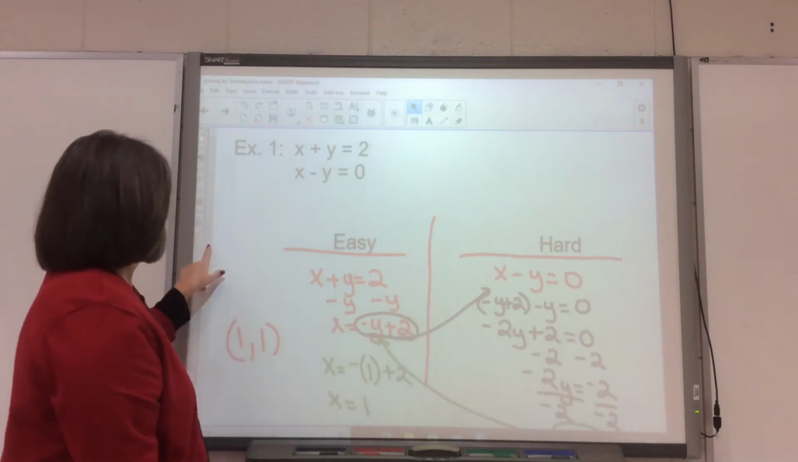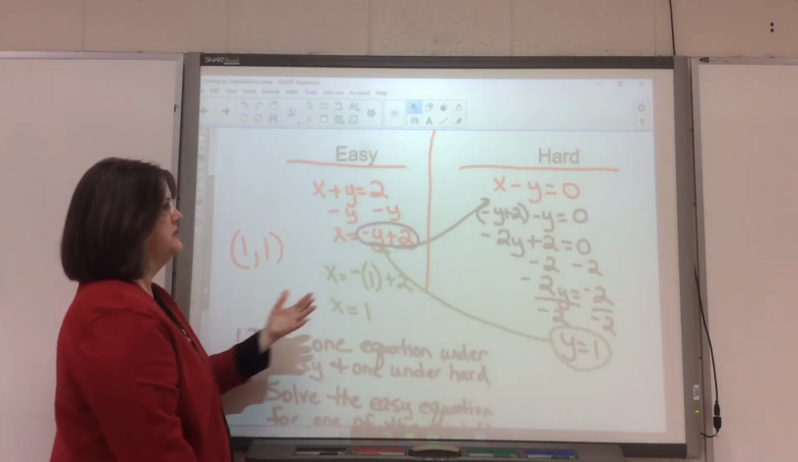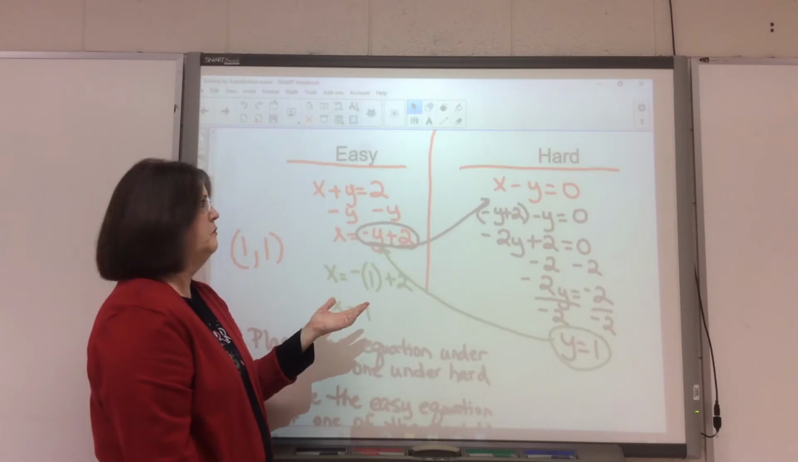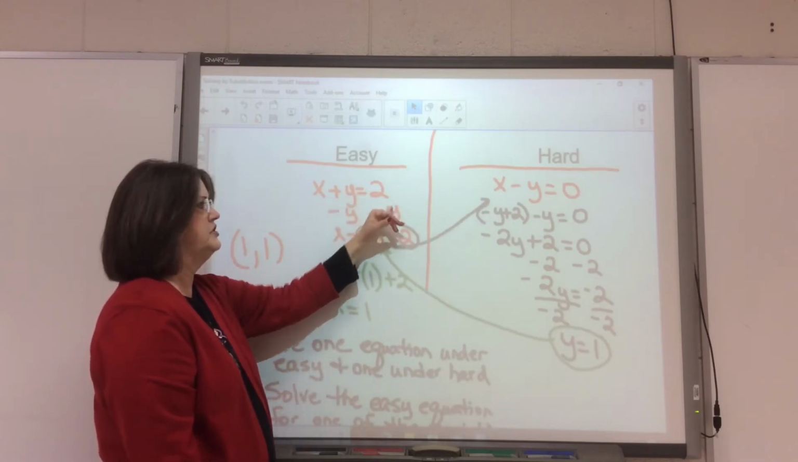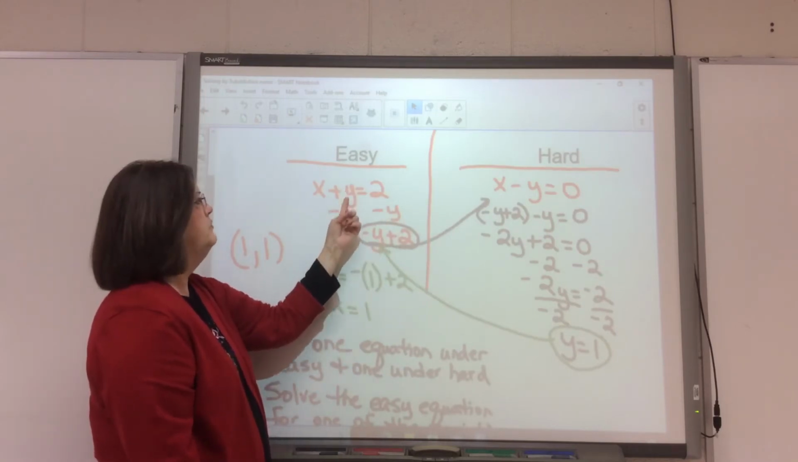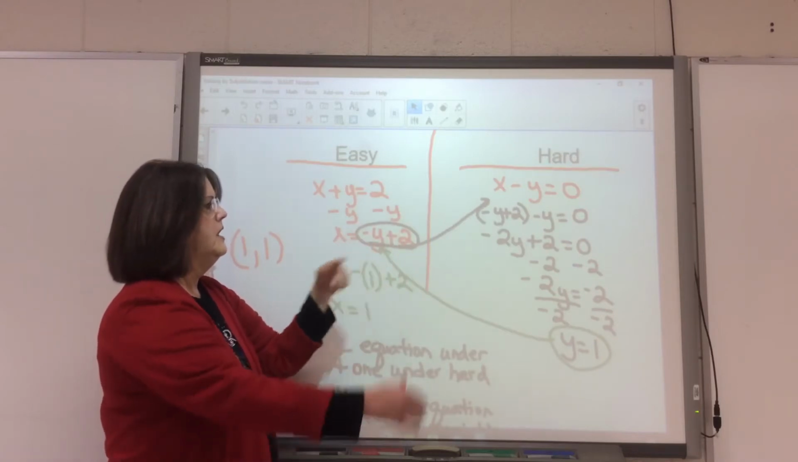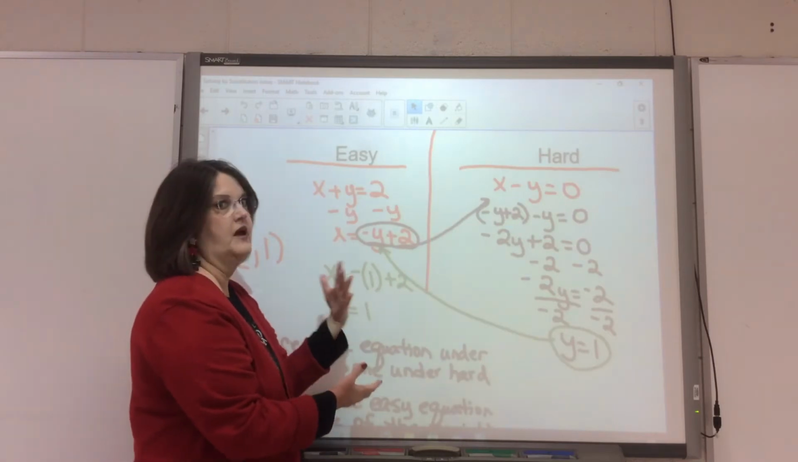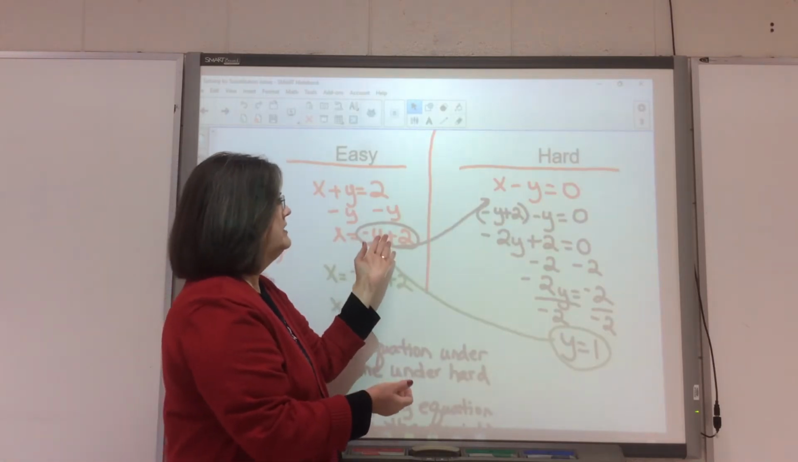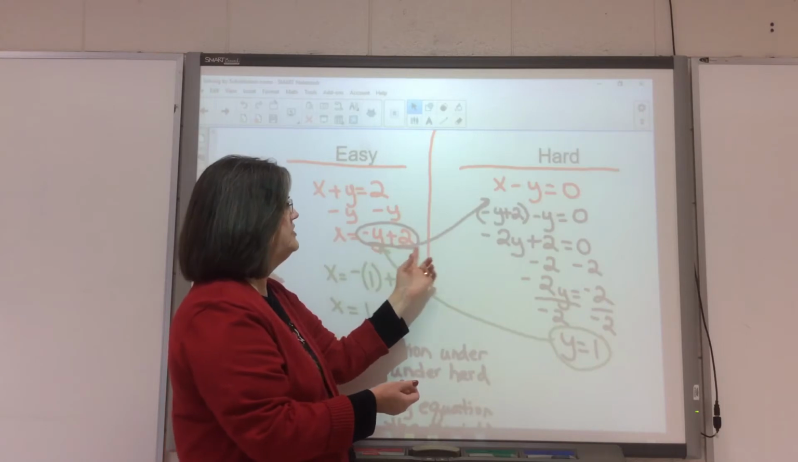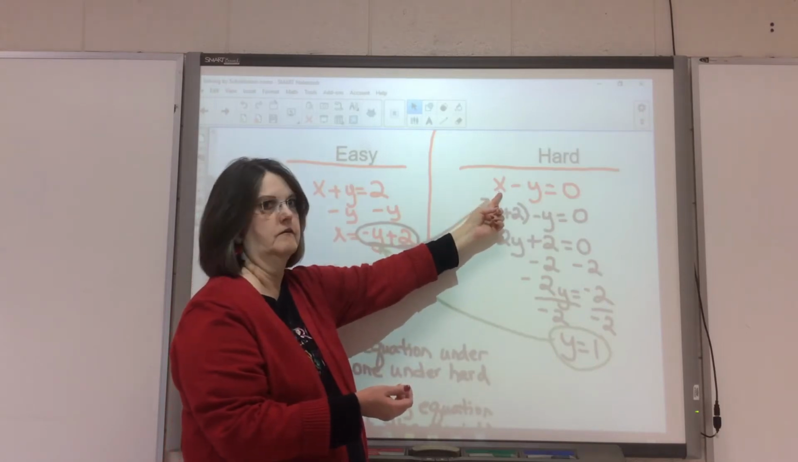Now, we're going to solve for one of the variables. It doesn't matter. I always solve for y, but this one I solve for x just so you can see. So we'll move the y over here, and we end up with x equals negative y plus 2. Now we're going to take that part, you see how I've got that circled in black? We're going to take that part, and we're going to substitute it in over here.